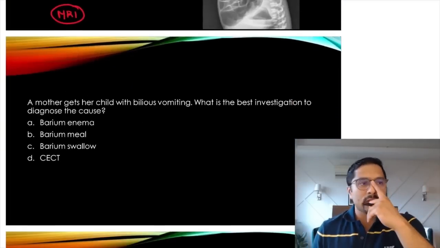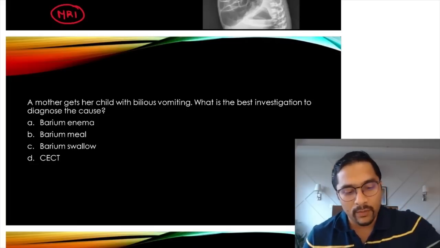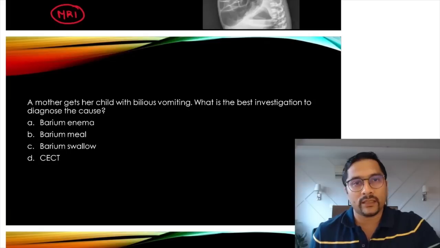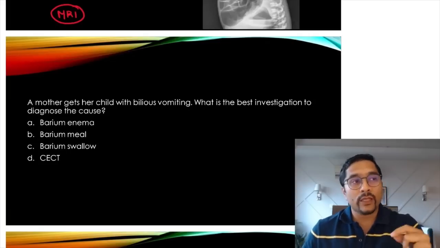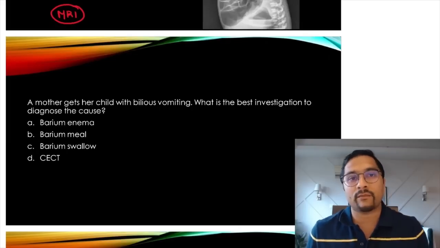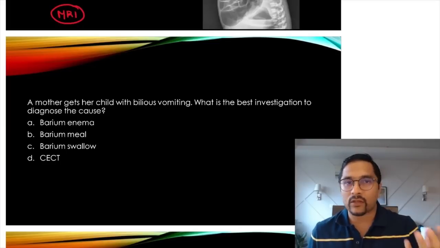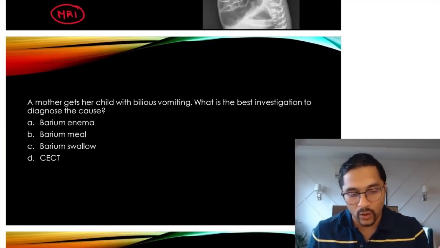Again, this was more of a clinical question: what is the investigation which you will perform? Mother gets a child with bilious vomiting. So we know that if it is bilious vomiting, the block is beyond the second part of the duodenum. Okay, so that is common sense. The block would be beyond the second part of the duodenum, so we have to see what is the cause.